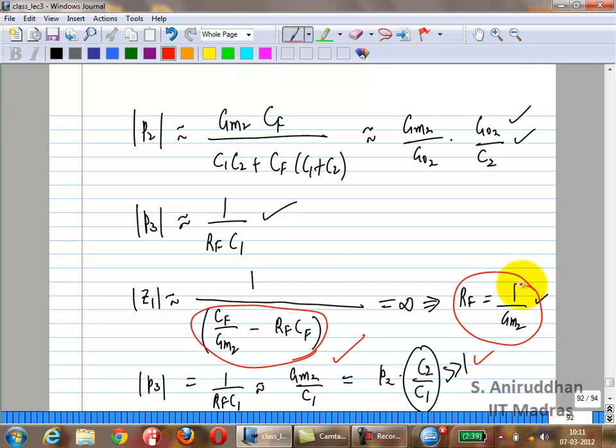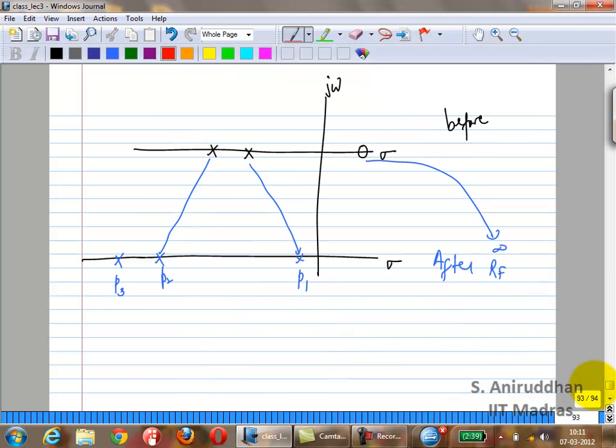Yeah, still not a problem, right? Ideally you want to push it to infinity, but as long as it's very, very far away, it's not a big deal, because you are worried about it affecting your gain and your phase margin. In reality, as long as it's quite far away from omega u, you are happy. So your RF doesn't have to be exactly 1 over GM2. Right? So this is the case.